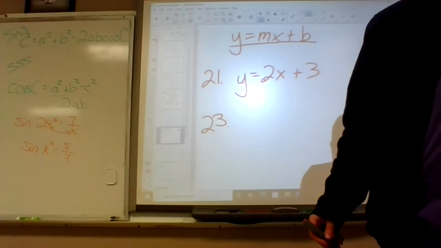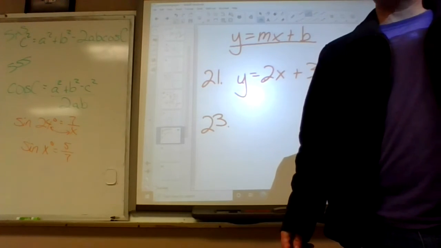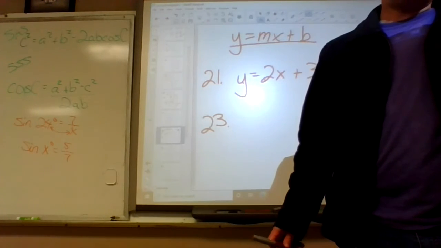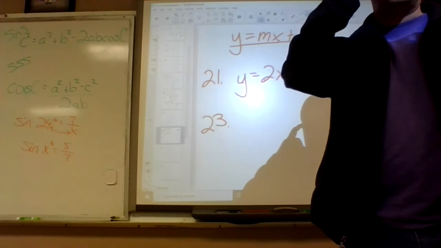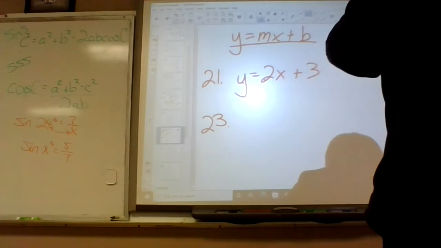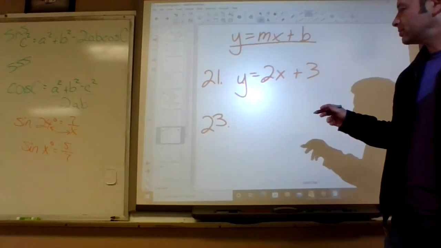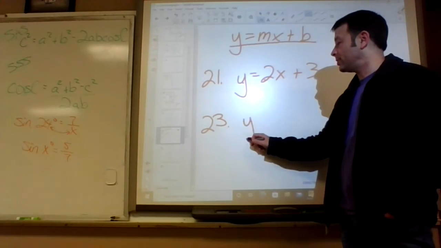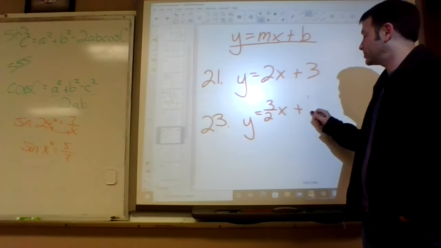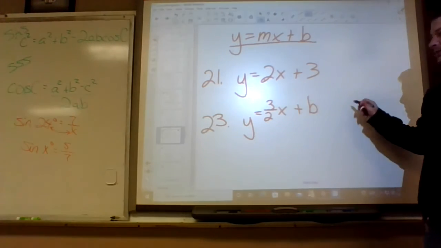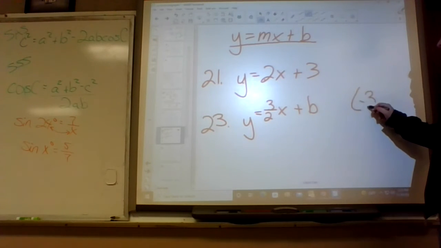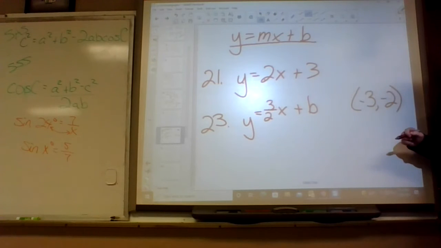Number 23 says the line should pass through -3, -2 with a slope of 3/2. So we got the slope already, y equals 3/2 x. But we don't have the y-intercept on this one, they didn't tell us. They just told us the line was supposed to pass through -3, -2. So how do I find the y-intercept?